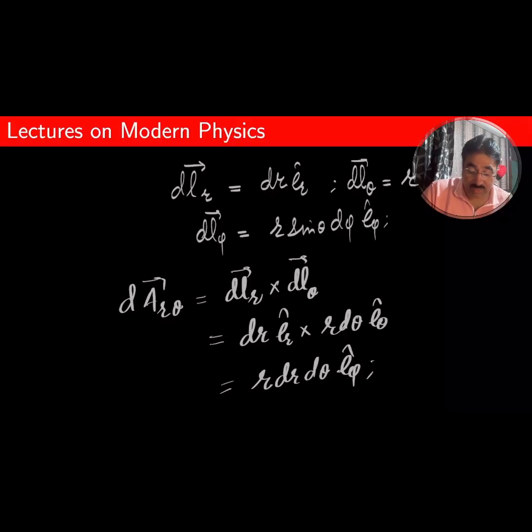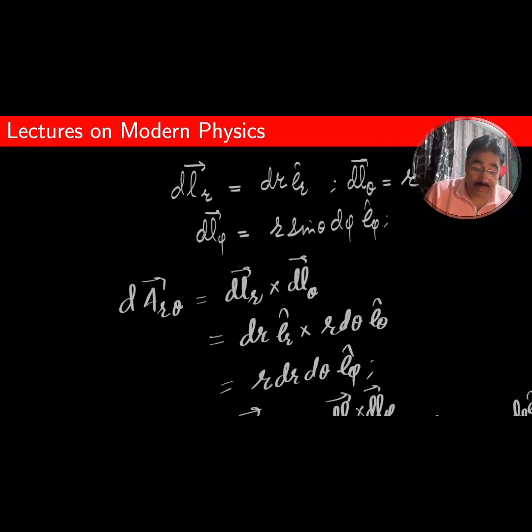Similarly, you can find dA θφ. This vector would be dLθ cross dLφ. dLθ is r dθ eθ, cross product. And dLφ is r sinθ dφ eφ, right? So this would be r² sinθ dθ dφ, and eθ cross eφ is er, right? Because the normal to both θ and φ is er.